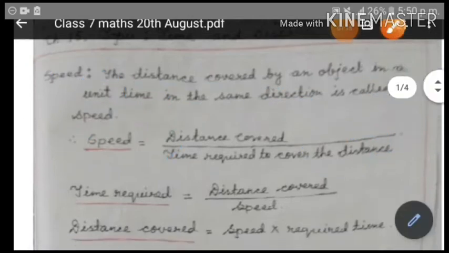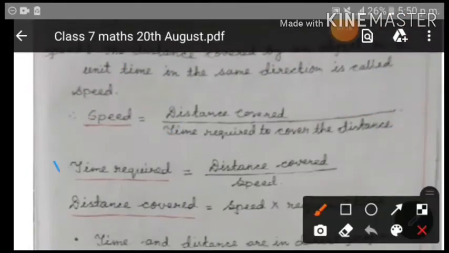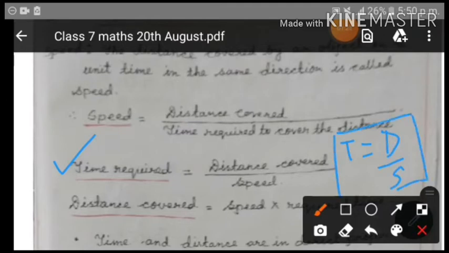Now what is time? How do we find out the time required? Time is equal to distance by speed. Time will be equal to distance by speed. This is the way you can find out the time.